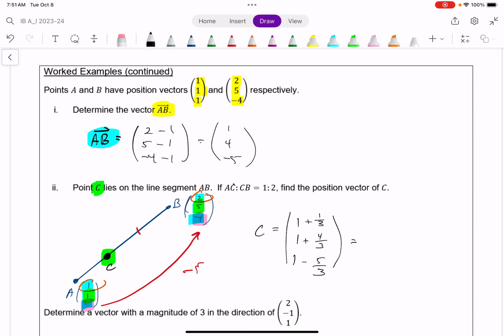And so evaluating these, we get 4/3, 7/3, and negative 2/3. And again, that just represents a point, your x coordinate, your y coordinate, your z coordinate in 3-dimensional space. And so anytime we see the phrase a position vector, it is essentially, again, just another way of describing a point in 3-dimensional space, its position. All right.